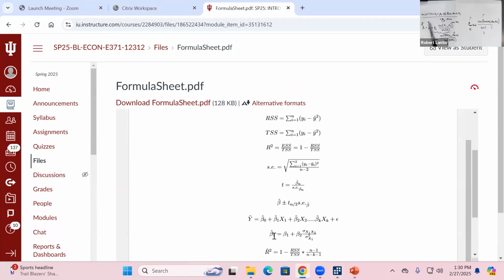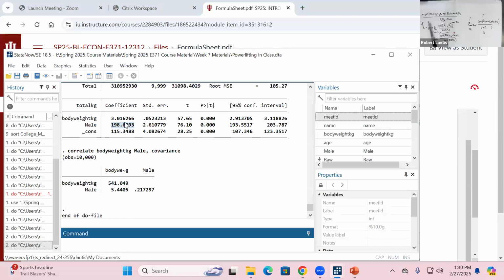You can tell me the estimate that you would have seen, because you know that it would be 3 plus, what was it? 3 plus 200 times 5 divided by 541. Right? So you could work in either direction.